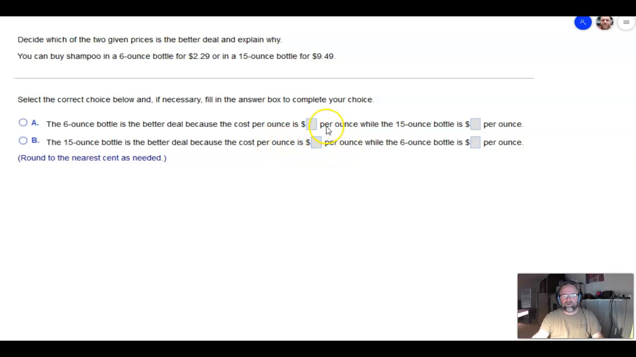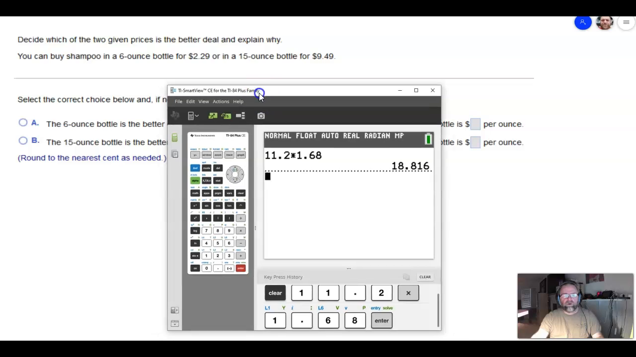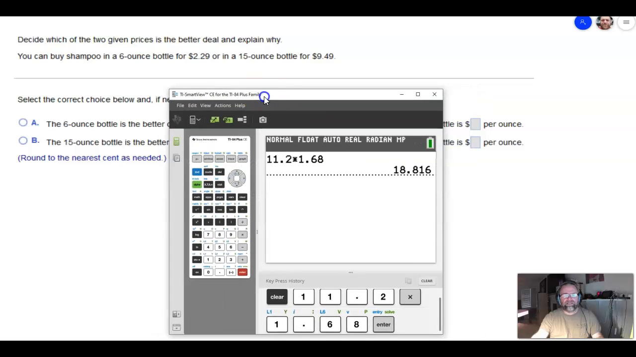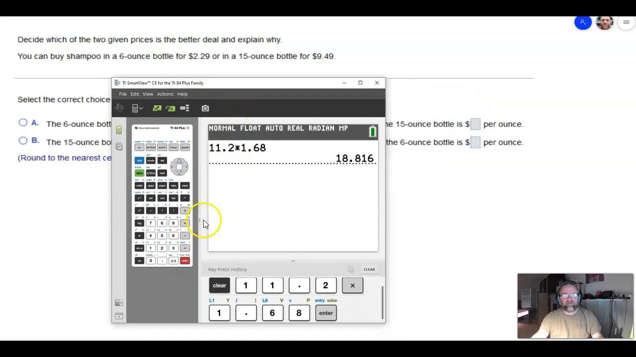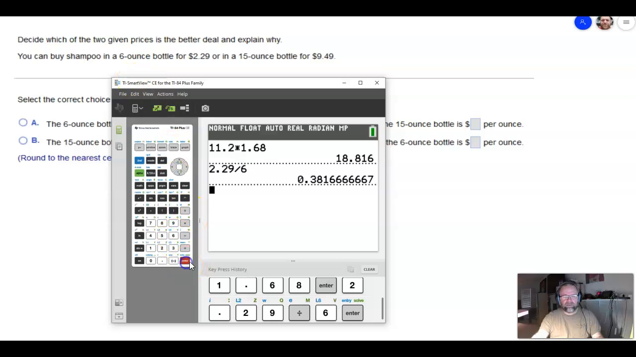And go ahead and pause the video now, give it a try, and then we'll take a look and see what we did. Okay, so the word per tells us to divide. So if we do 2.29, that's the 6-ounce bottle, and we're going to divide that by the 6 ounces. We're going to get a cost of about 38 cents per ounce on that one.